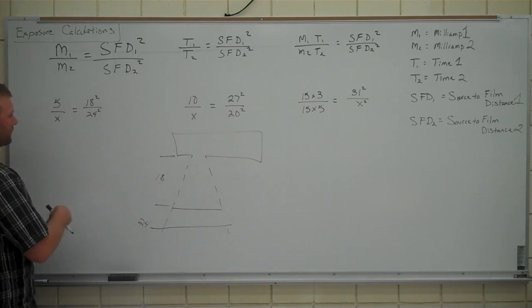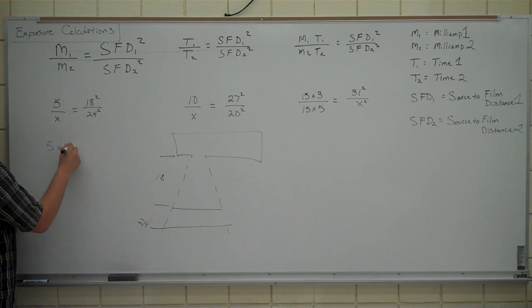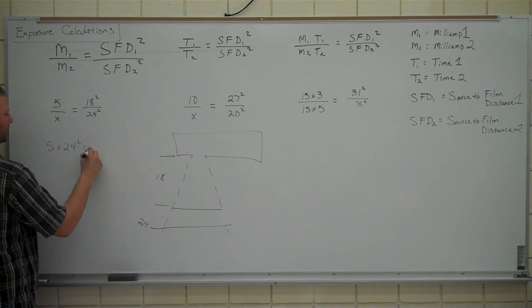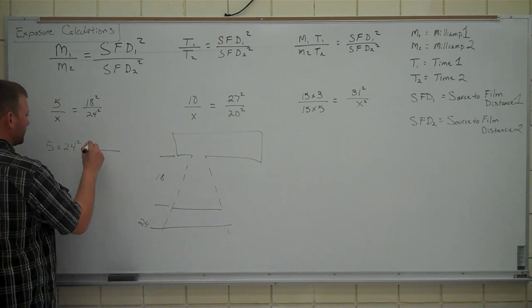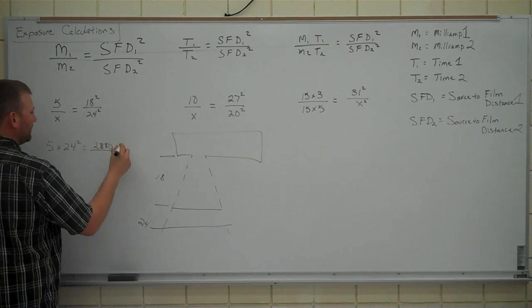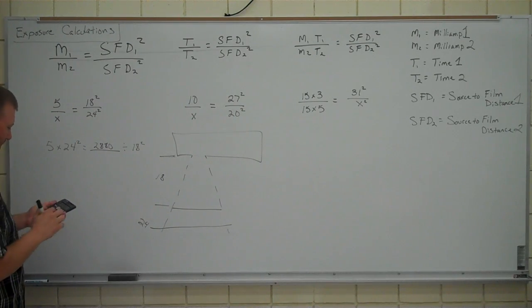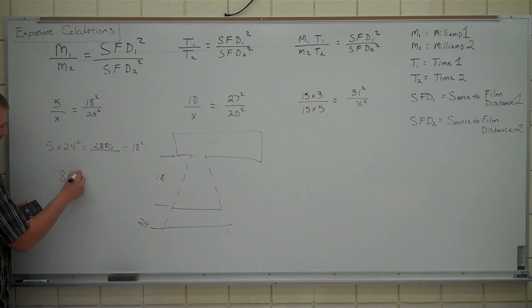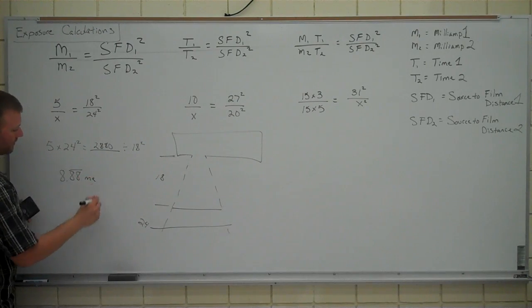So we come up here, we're going to cross multiply. We're going to say 5 times 24 squared equals whatever. 5 times 24 squared looks like 2880. So this times this divided by this. Now we're going to divide that by 18 squared. That brings us down to 8.88 something. We round it off, that's good enough. We've got milliamp 1, milliamp 2, so if this is 8.88, it's got to be milliamps.